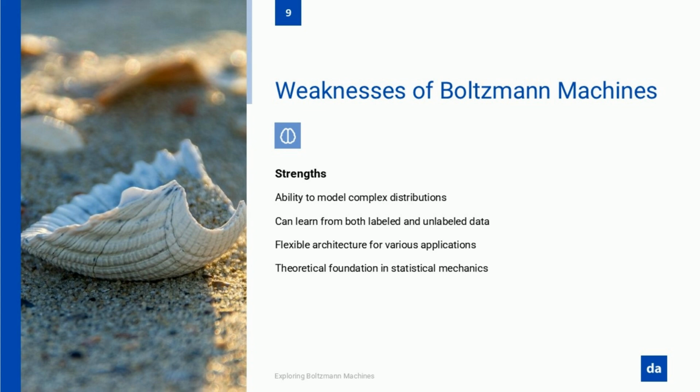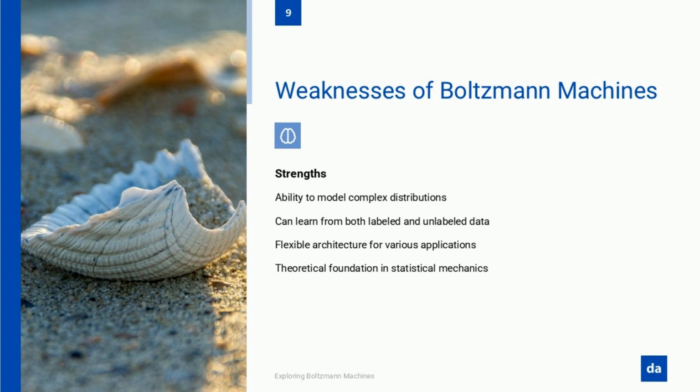Then there's the issue of scalability. The unrestricted connections between neurons in a standard Boltzmann machine make it impractical for large-scale applications. This is one of the reasons why restricted Boltzmann machines, RBMs, were introduced. By limiting the connections between visible and hidden layers, RBMs make training faster and more manageable. However, even RBMs have their limitations, and they've largely been replaced by more efficient deep learning architectures.